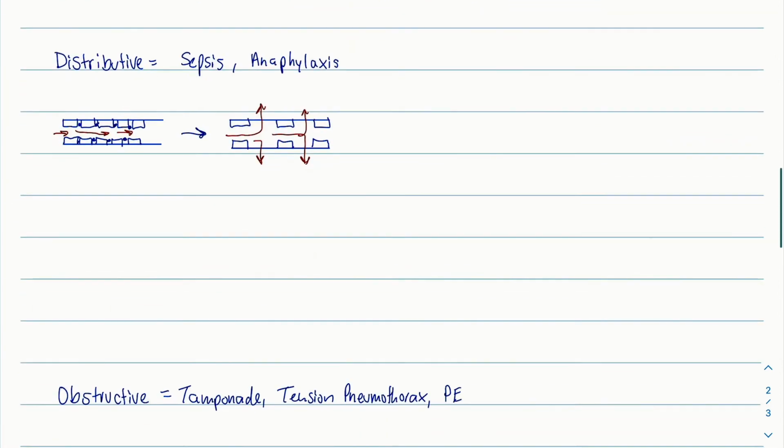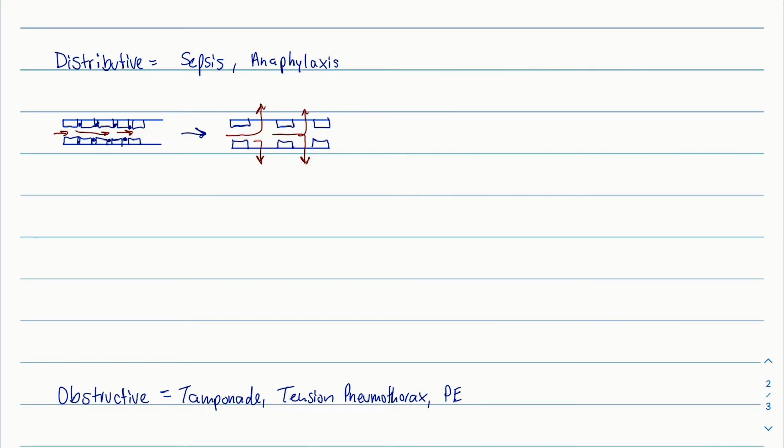Contractility. The next form would be distributive shock. Examples of that are sepsis and anaphylaxis. Here, what I have is a normal blood vessel, so prior to any disturbance. Blood is traveling through. It wants to leave, but it can't because there are various forms of occlusions and tight junctions. And so there's laminar flow through the blood vessel.